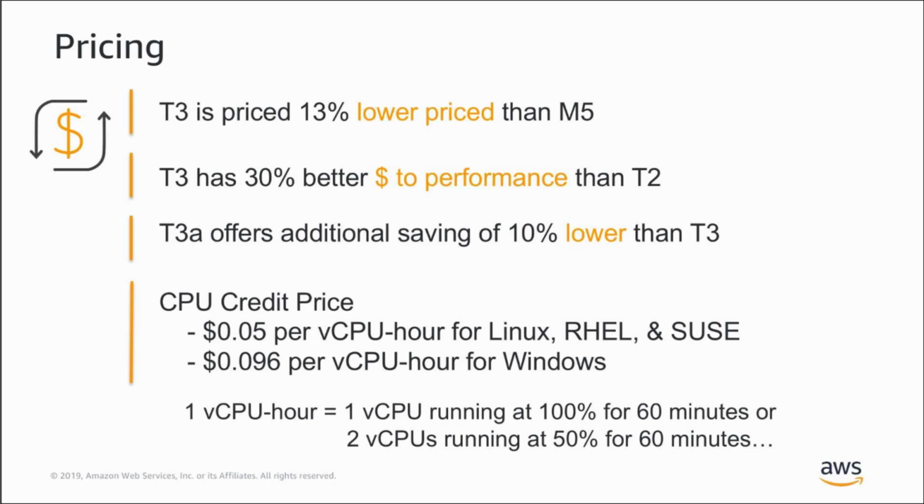And then that also is linear. So if you do 2 vCPUs running at 50% for 60 minutes, that's what the 5 cents will cost you for a Linux, Red Hat, or SUSE AMI. And then it'll be actually 9.6 cents for vCPU hour for the Windows AMIs.